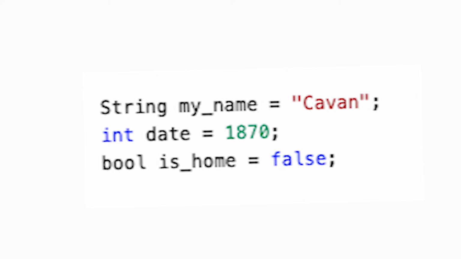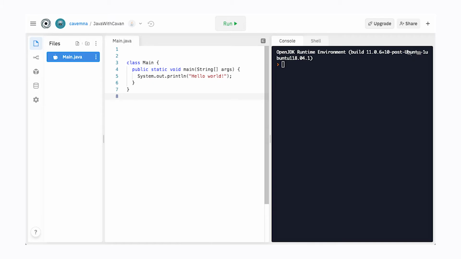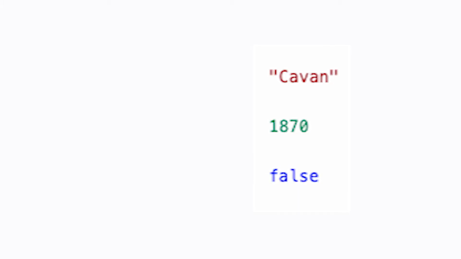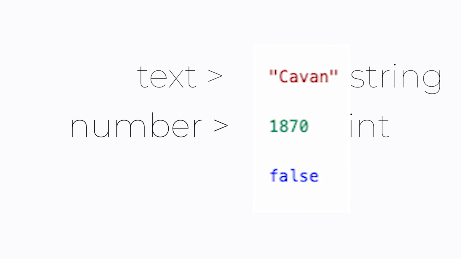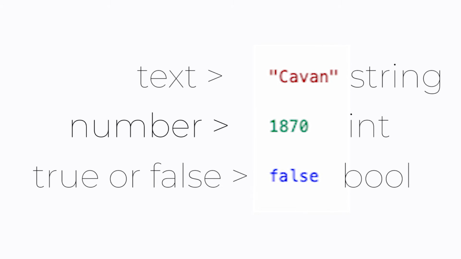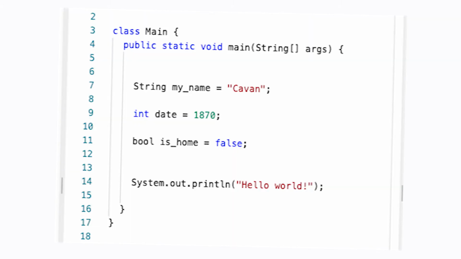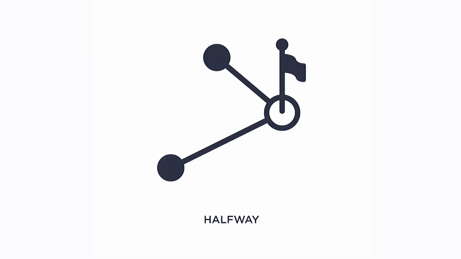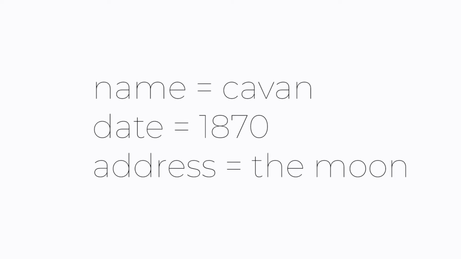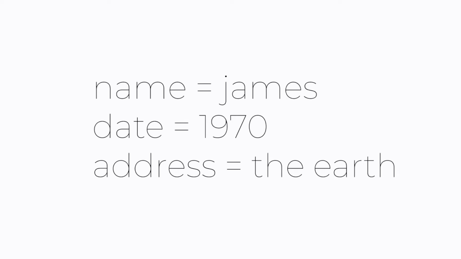Now you are ready to put some data in your program. Here is an int to hold a number. Here is a string to hold some text. And here is a bool to hold a true or false condition. We have some data in our program. Now we can start manipulating it. This is what programs do. We are halfway there. So now how do we manipulate our data?